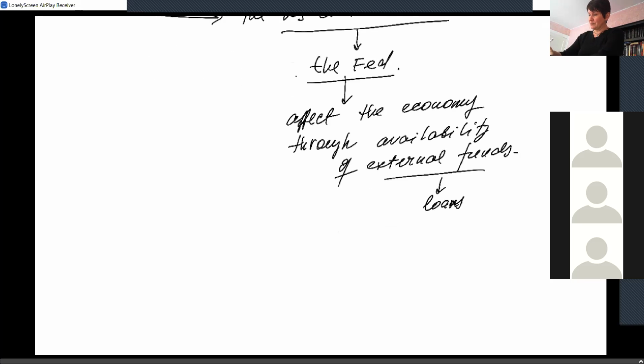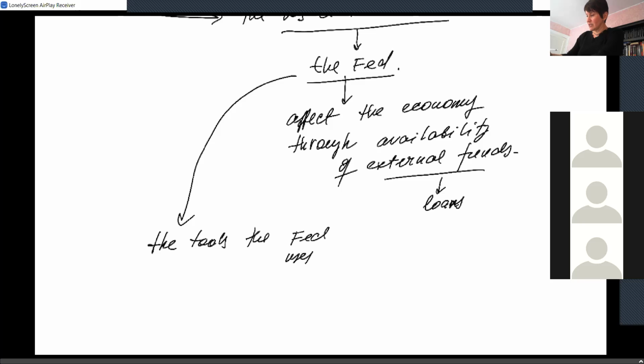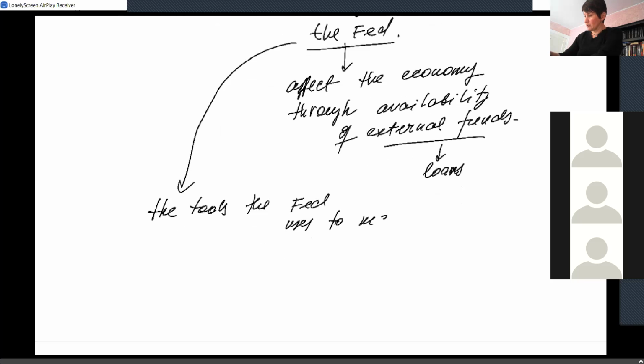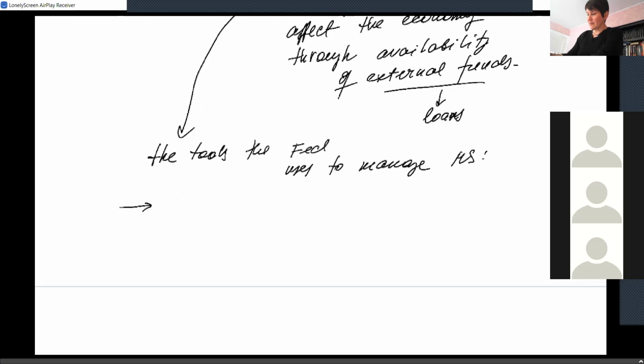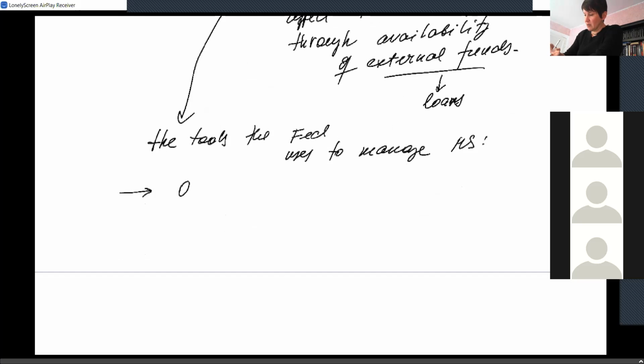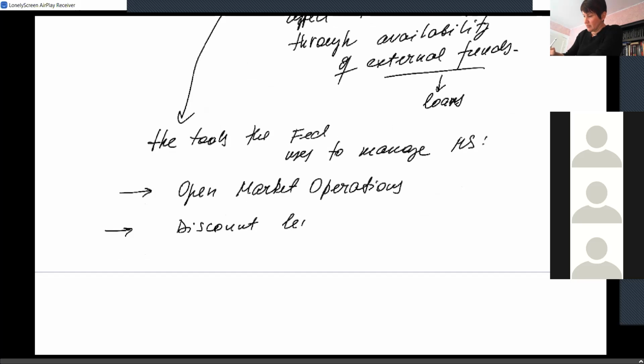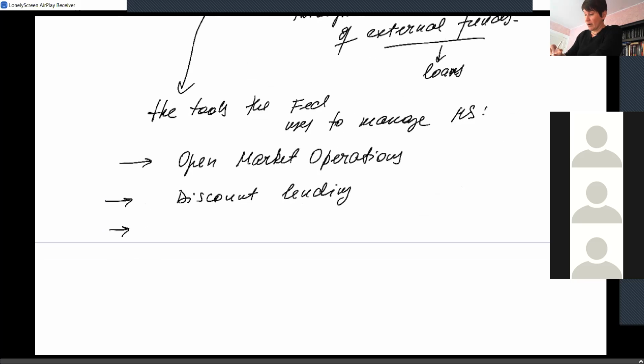So, the tools the Fed uses to manage the money supply. Okay. First, open market operations. Second, discount lending. And the third, reserve requirements.